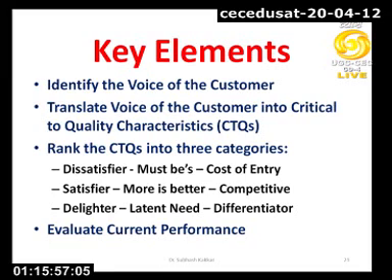Rank the CTQs into 3 categories. Then we have to categorize and prioritize these CTQs. We will call them dissatisfier, satisfier and delighter. Dissatisfier is a must-be CTQ and cost of entry. Satisfier is more is better, and competitive. Delighter is a latent need, a differentiator from one product to another, and then evaluate current performance.